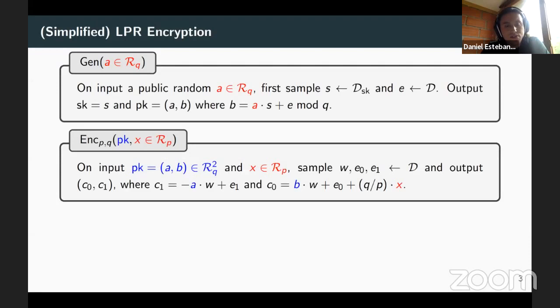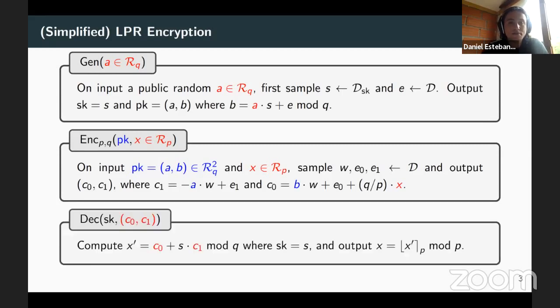And to encrypt, you take the input X and you compute these two polynomials, C1 and C0. C1 is defined as minus aW plus E1, where W and E1 are drawn from the error distribution. And then C0 is defined as BW plus E0 plus the scaled version of X, so Q divided by P times X. Remember that P divides Q, so this is an expression that makes sense.